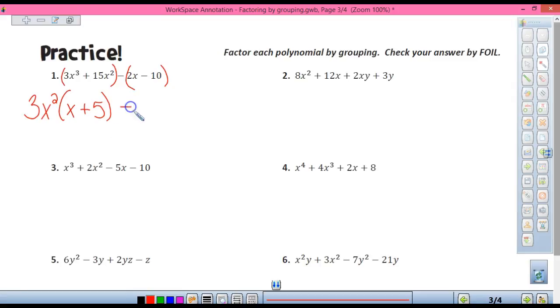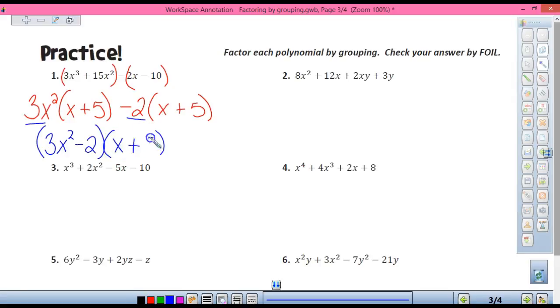Minus, what am I taking out? 2. Now, be careful with this, because really, out in front of here, what am I distributing? A negative 2. So when I take this out, I'm left with x, careful, if I take a negative 2 out of a negative 10, I'm left with a positive 5. So I'm left with a plus 5. So be careful with that. So my first factor is going to be 3x squared minus 2. And my second factor is going to be x plus 5. Kind of fun, right?